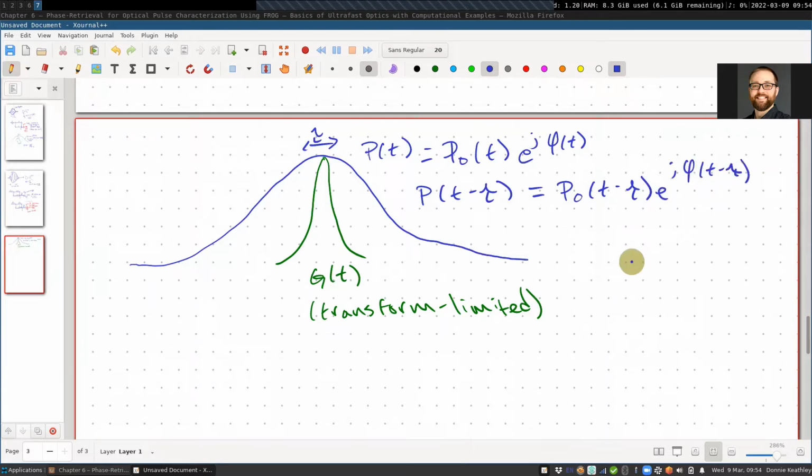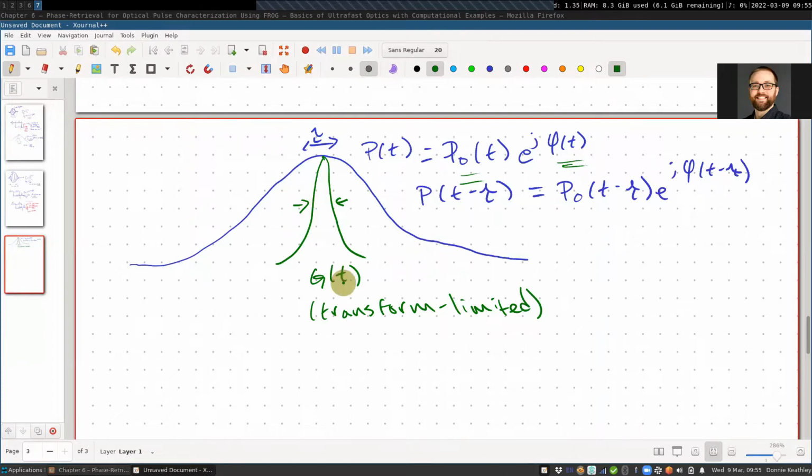Now, let's think about what this means, that G of t is much shorter than P of t. Well, what it means is that over this duration of G of t, notice that the amplitude function, this P naught of t, is not changing that much, right? It's relatively fixed, okay? Second of all, we can assume that this phase function over that duration is not changing that rapidly. So we'll assume that we can represent it with a first order Taylor expansion.